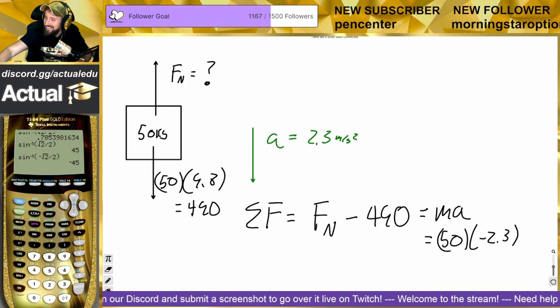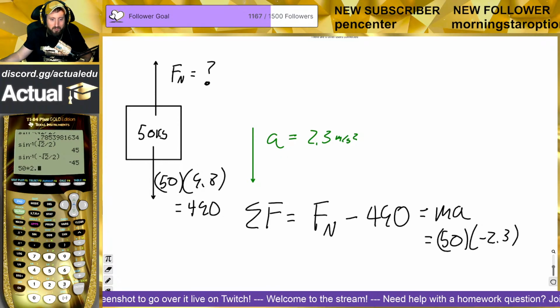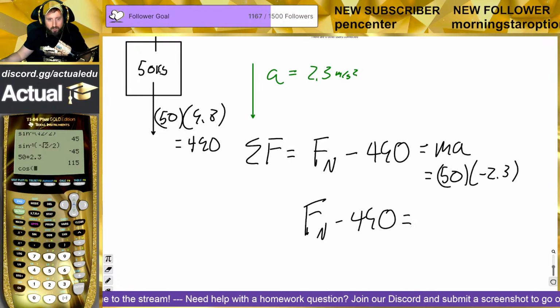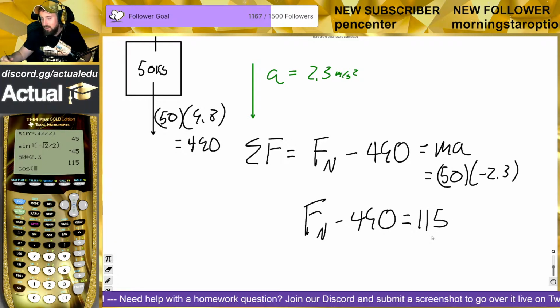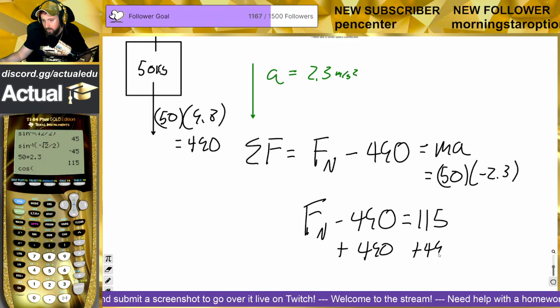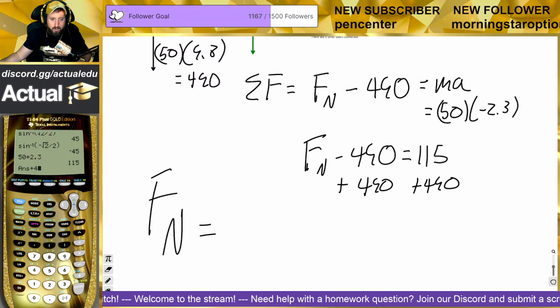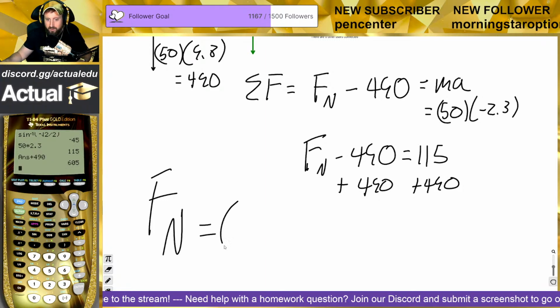Okay. Anyways, we can do some numbers here. So 50 times 2.3 is going to get me 115. So now I have that Fn minus 490 is equal to 115. So now I'm going to add 490 to both sides. Add 490, and then we're going to get that Fn plus 490 is equal to 605 newtons.